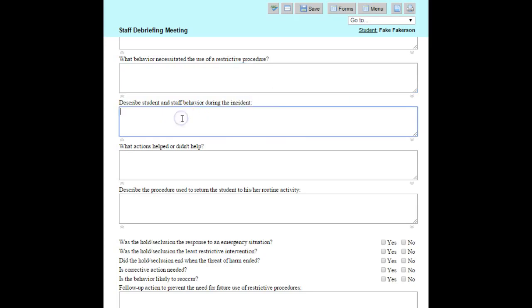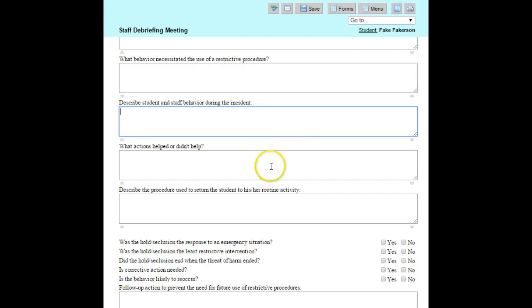After describing the behavior that necessitated a hold, the team will need to describe student and staff behavior during the incident. This should be an objective description of exactly what happened. Having the entire team around the table when describing this is helpful to remember specific details and to hear how the incident unfolded from each person's perspective. Typically, physical holding happens in crisis situations, and recall can be tough when people had been acting on adrenaline.